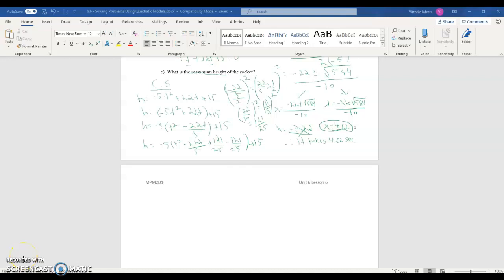This is 6.6 part 2. We're going to continue with problem C over here, find the maximum height of the rocket. We're completing the square in order to find the vertex.